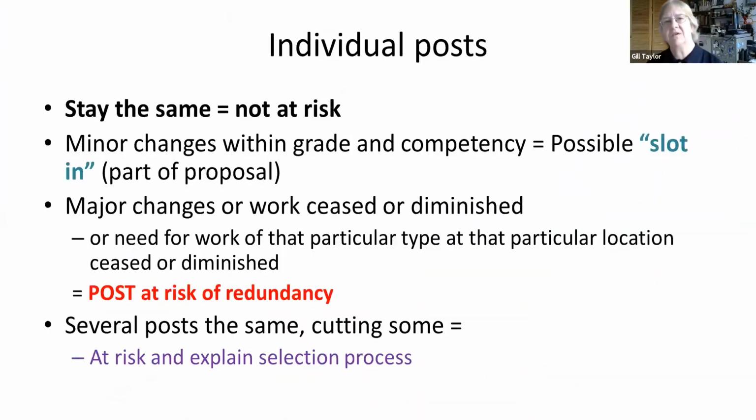So once you've done your planning, we then go on to look at what are the options for individuals. So you've got your current organogram, your current staff structure, and your new proposed staff structure now, and you start to look at what's changed from A to B. So this will tell you which jobs you'll be putting at risk of redundancy. If the job stays the same, it's not at risk.